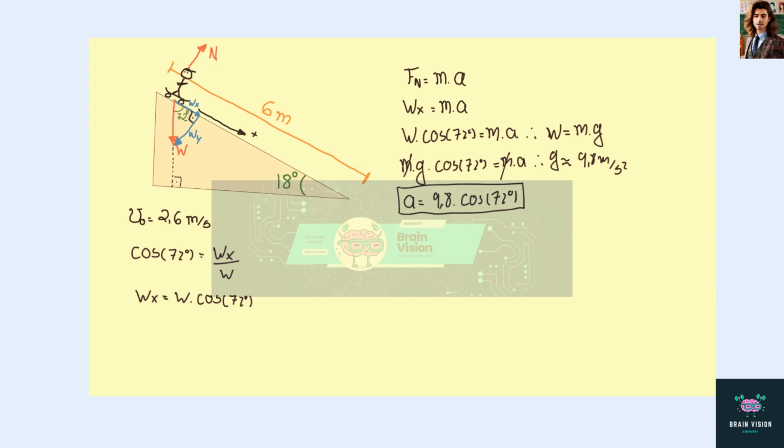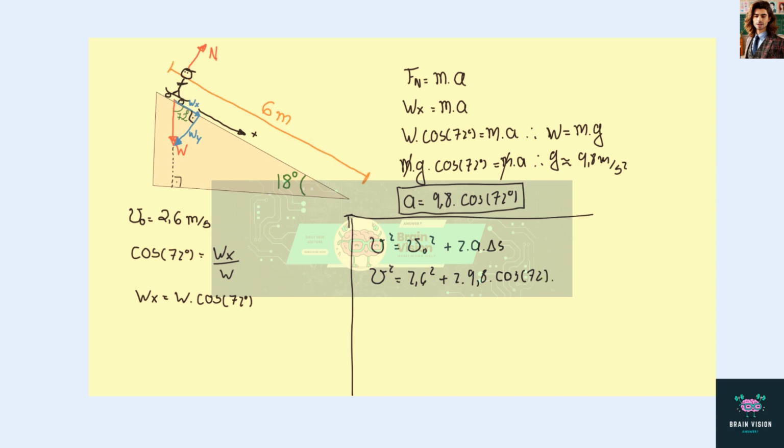But we have to determine what is the final velocity. So what is the velocity of the skateboarder at the end of that ramp? In order to do that, we now use Torricelli's equation, which says the following. The final velocity squared is equal to the initial velocity squared plus 2 times the acceleration times the distance. Then v squared is equal to 2.6 squared plus 2 times the acceleration, which is 9.8 times the cosine of 72 degrees, times the displacement, which is 6 meters.